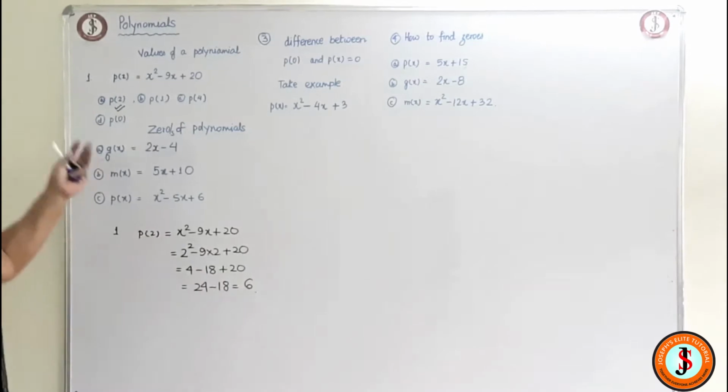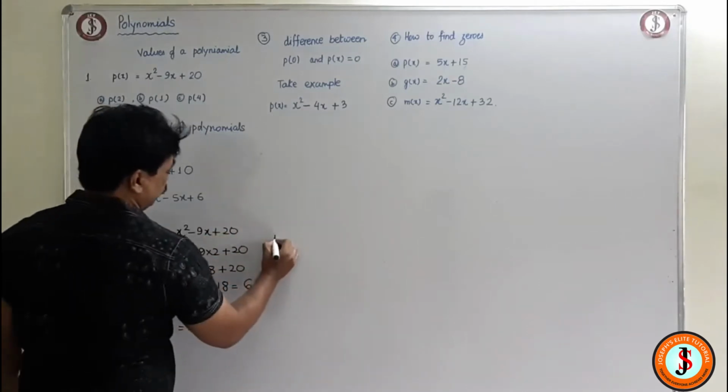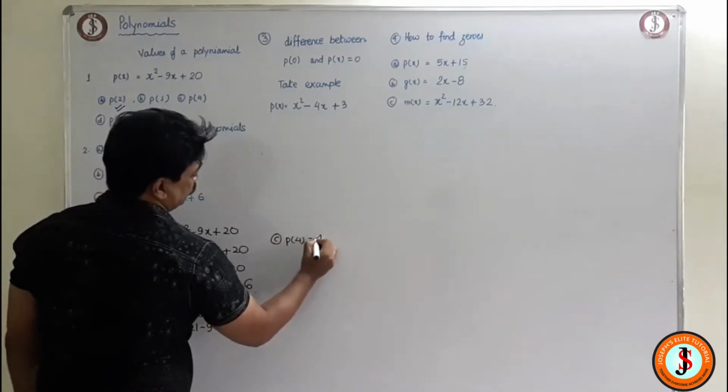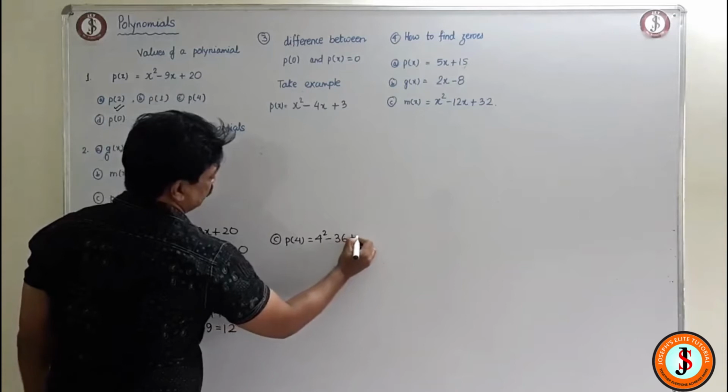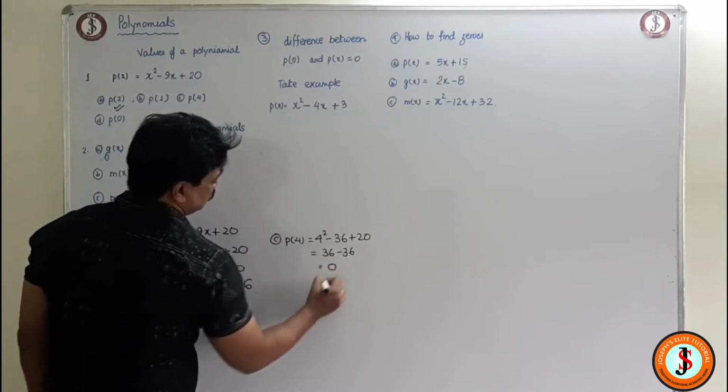So we get the value. Same way, if I put P(1), 1 square minus 9 into 1 plus 20. That means 21 minus 9, that is how much? 12. Like that, then we get P(4). So P(4), let us try. 4 square minus 9 into 4, that is 36, plus 20. So 16 plus 20, 36 minus 36 is equal to 0.